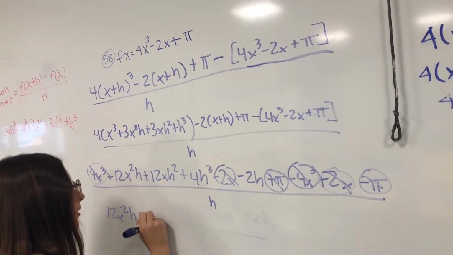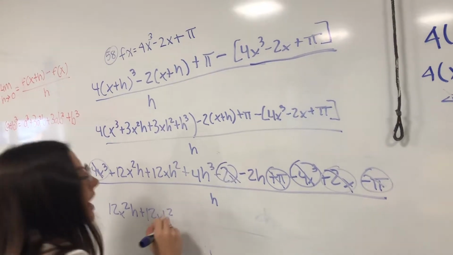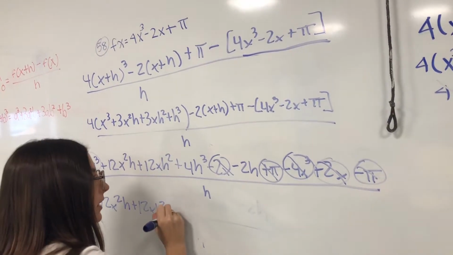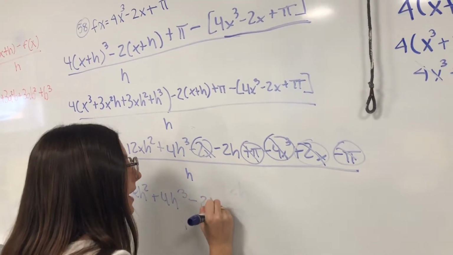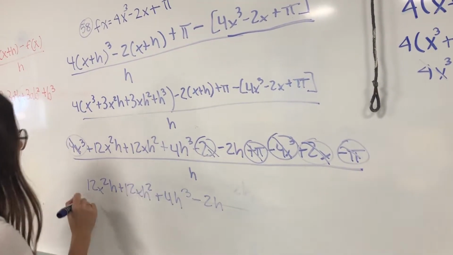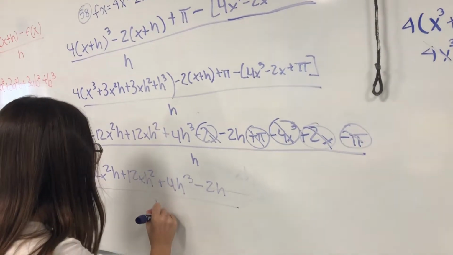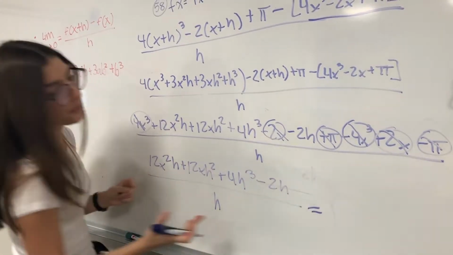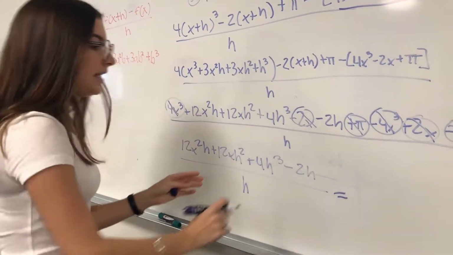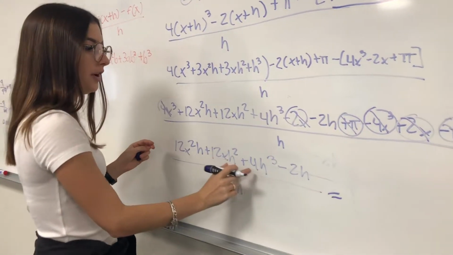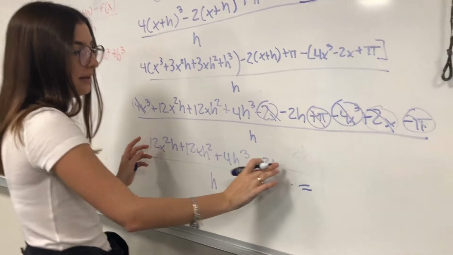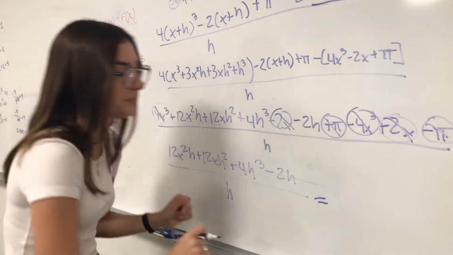12x squared h plus 12x h squared, I mean to the second power, plus 4h to the third power minus 2h, all of which would be divided by h. We have this, we are going to simplify, taking out the h, which is possible because all of these four terms have an h inside them, and you can take it out and simplify.